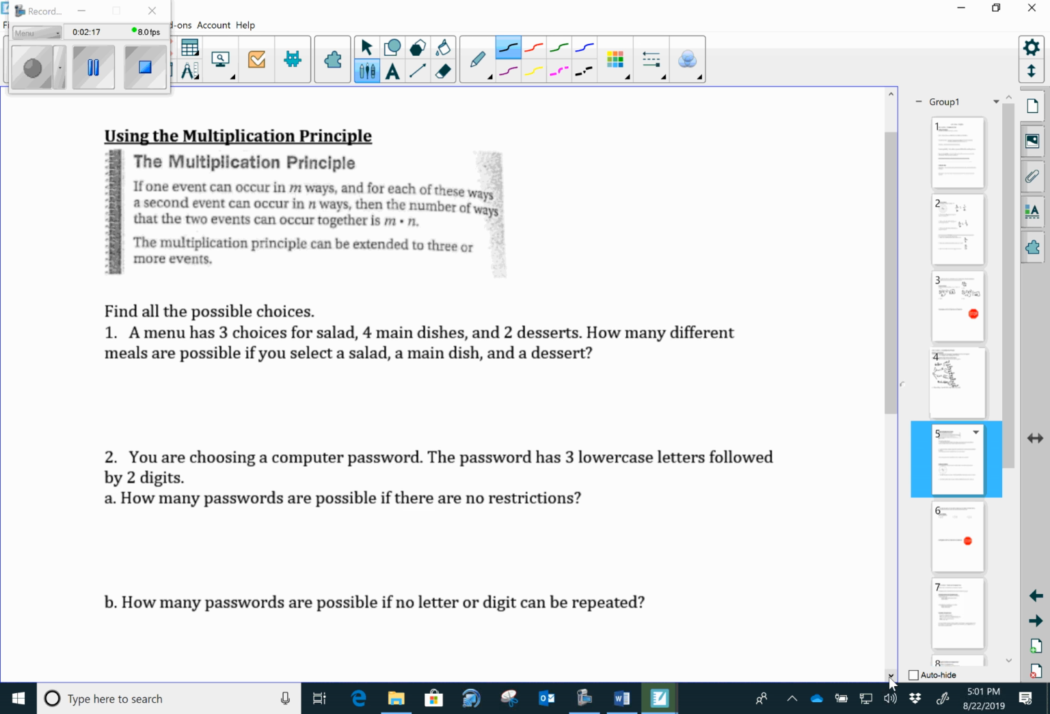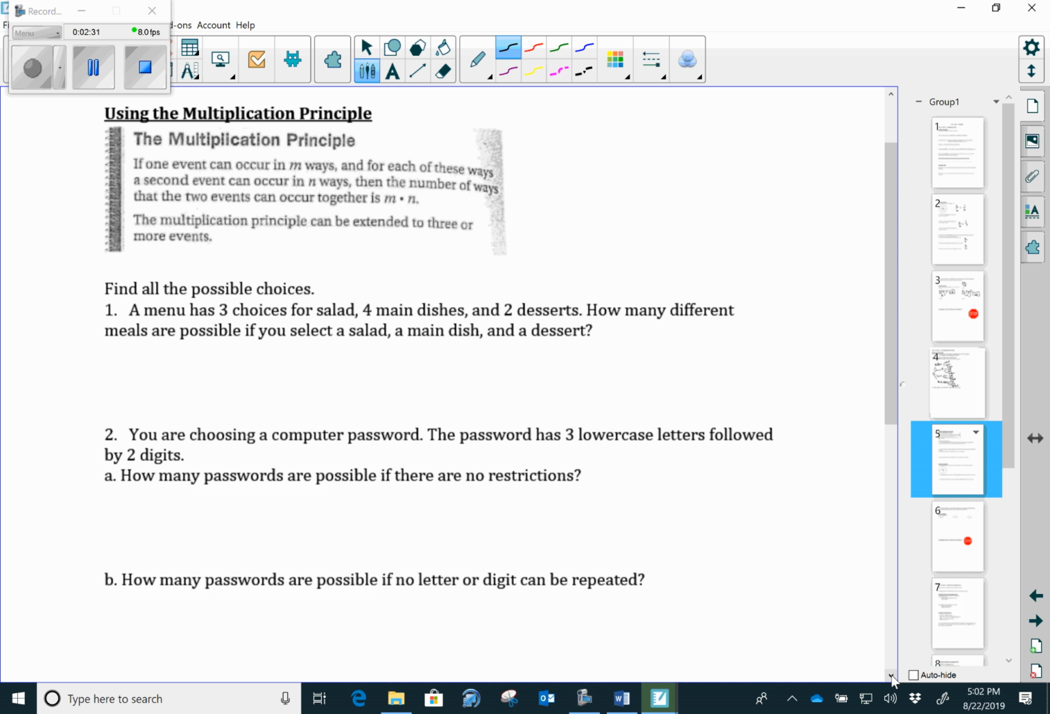Let's look at example number 1. A menu has 3 choices for salads, 4 main dishes, and 2 desserts. How many different meals are possible if you select a salad, a main dish, and a dessert? Well, that's 3 choices for salad times 4 choices for main dishes times 2 choices for desserts. You want to multiply them together. 3 times 4 is 12, times 2 is 24. You have 24 possibilities.